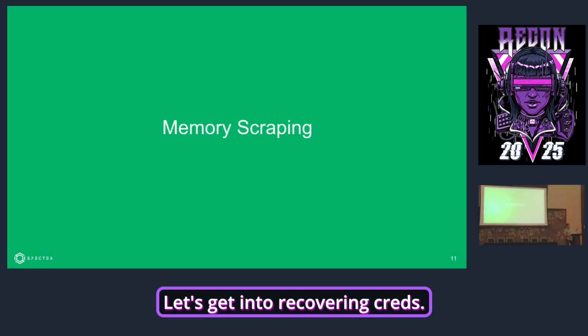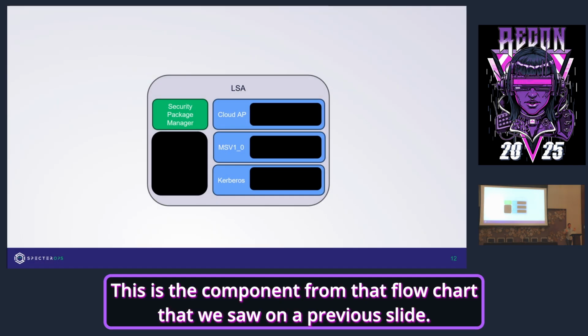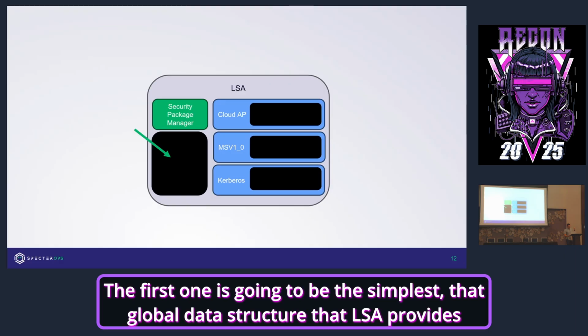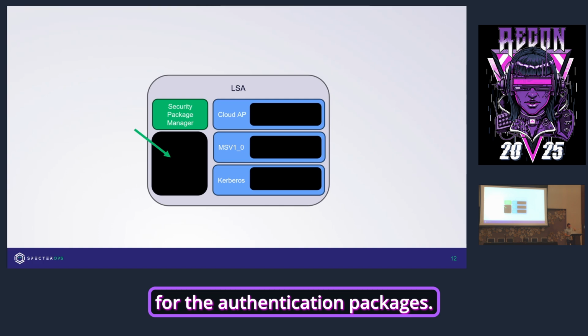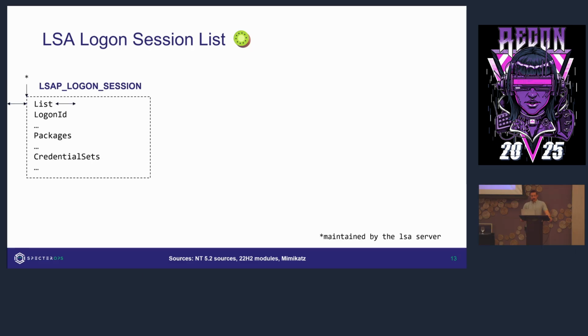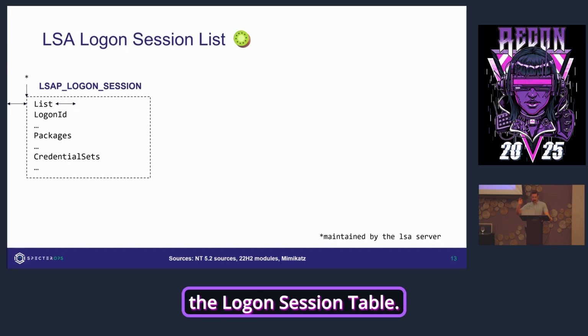Let's get into recovering creds. This is the component from that flow chart that we saw on a previous slide. These black boxes are storing the creds, and that's what we're going to look at. The first one is going to be the simplest, that global data structure that LSA provides for the authentication packages. That global data structure is called the LSA logon session list. It is implemented as a global variable that you can get from public symbols called the logon session table.